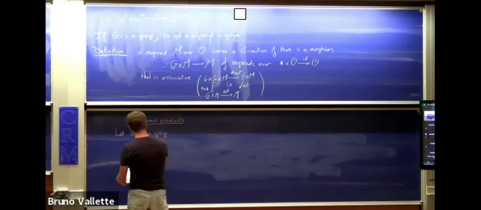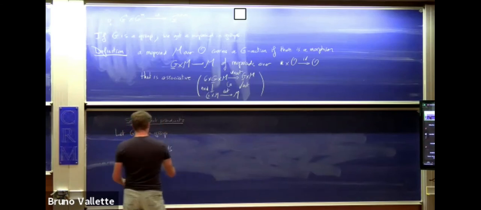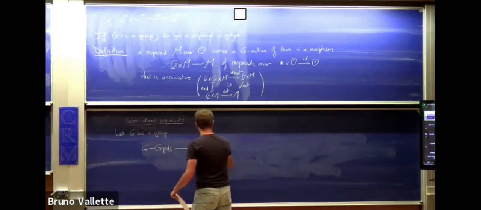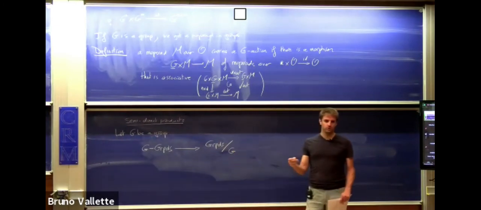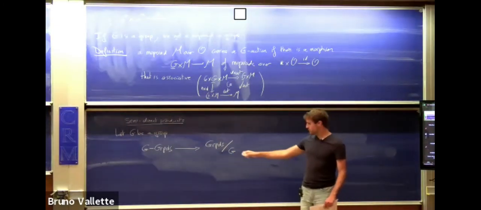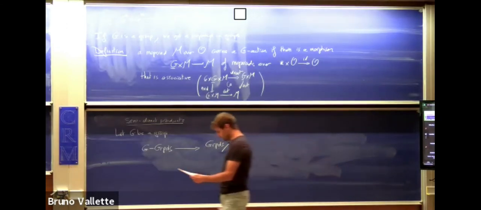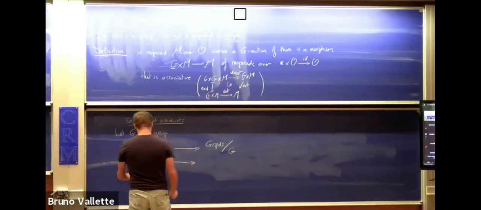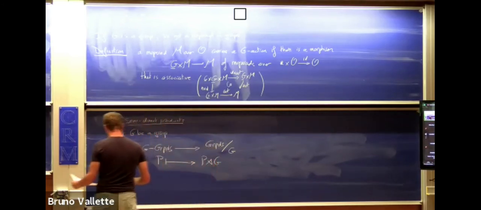So there's a functor from G-groupoids, by this I mean groupoids equipped with a G action, to groupoids over G, by which I mean a groupoid which has a map to G, which we view as a groupoid with only one object. And this map sends a groupoid, let's say P, to the semi-direct product of P with G. And let me explain what this is.